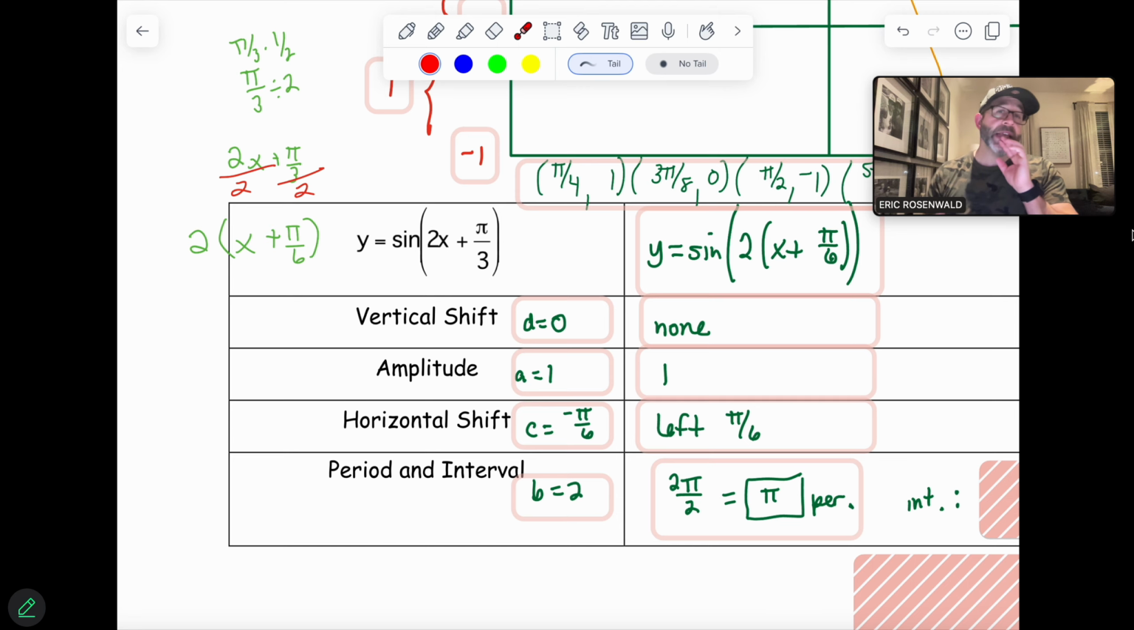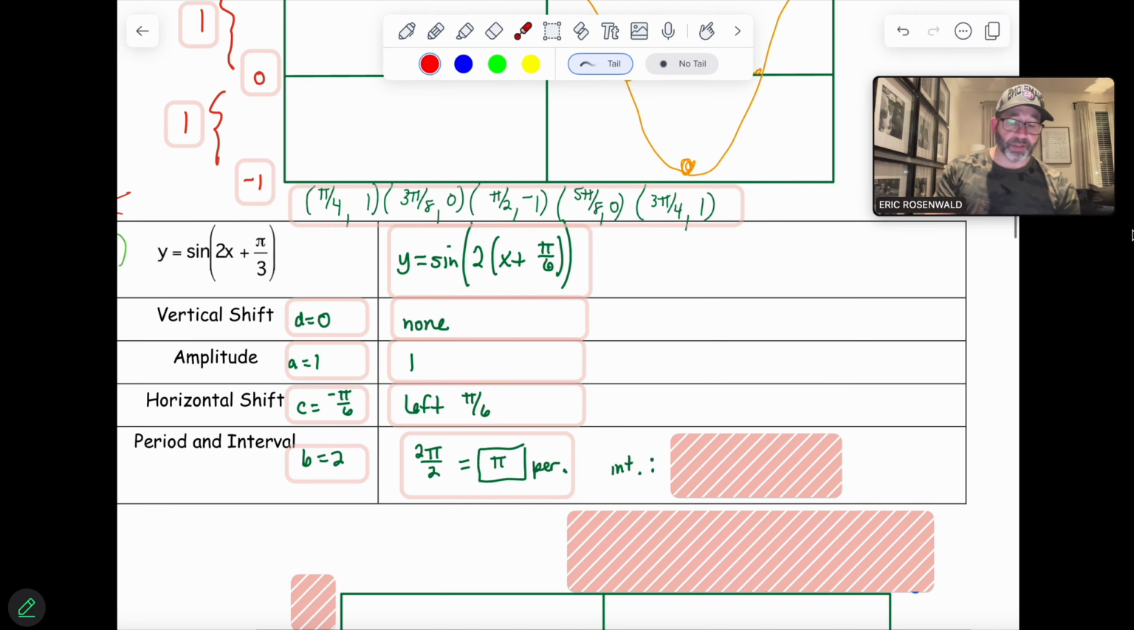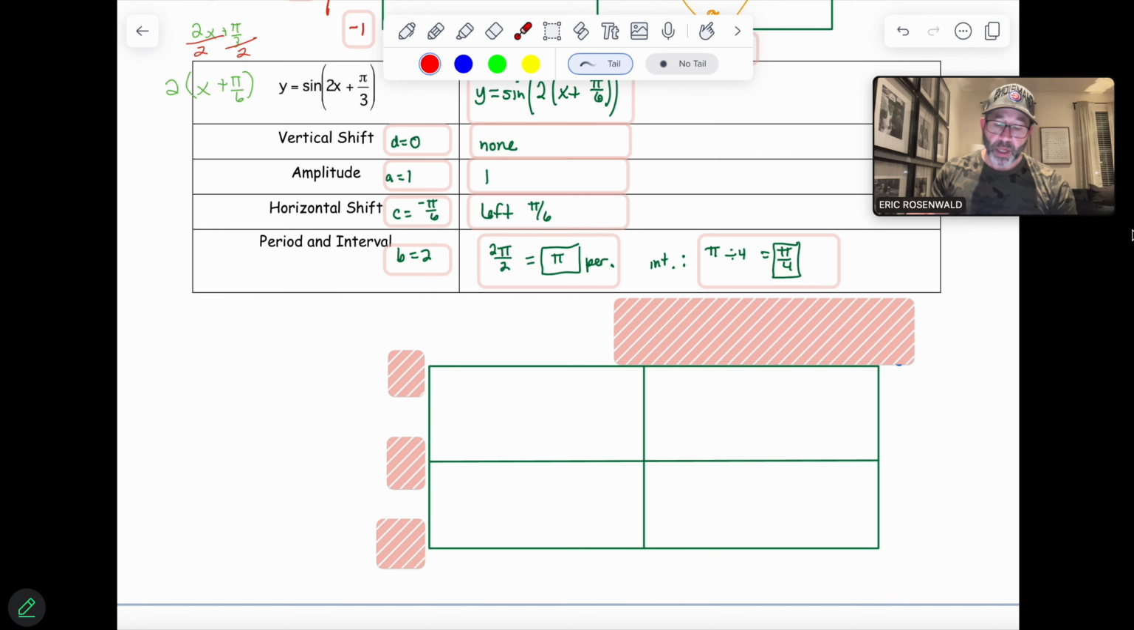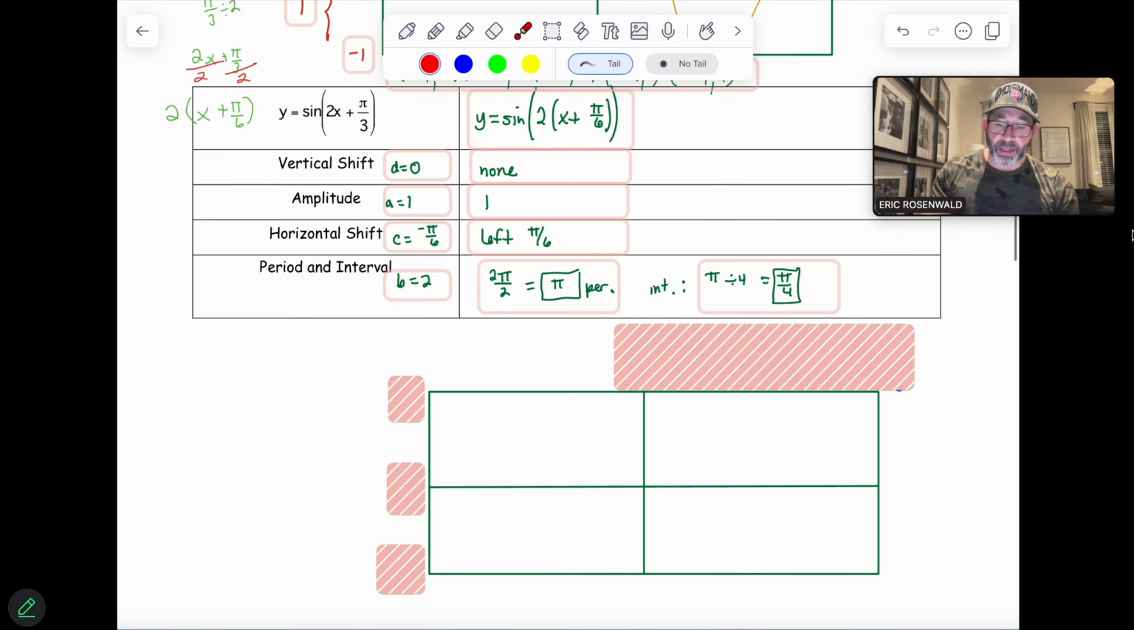The interval, we're going to break this into 4 equal parts. So take that pi and break it into 4 equal parts. And let's go ahead and do our graph. So we look at the graph, and it has not shifted up or down at all. So because it hasn't, this is still going to start at 0. The amplitude for this is 1 up and 1 down. So I'm going to be at 1 and -1.